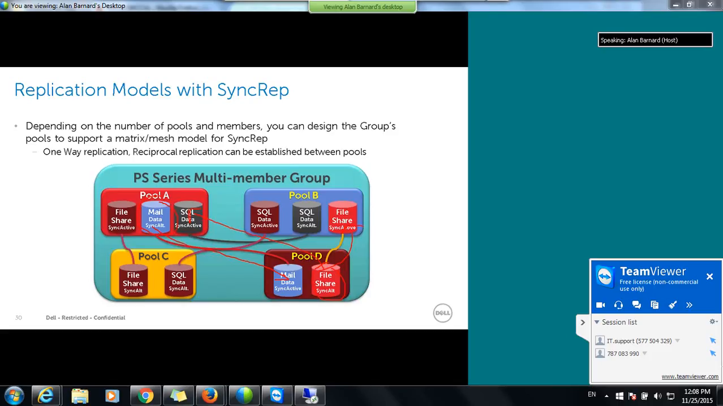But we're not talking about member, okay? We are talking about pool. So if both members are sitting on the same pool, then no, you cannot do that. It needs to be two different pools.